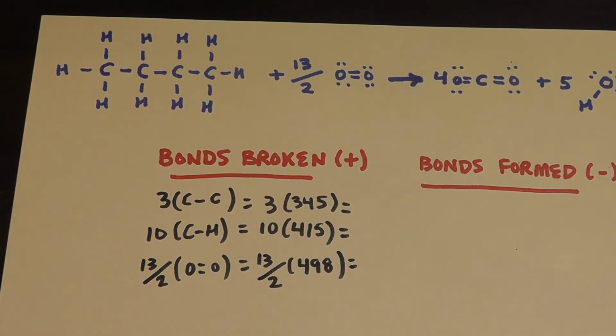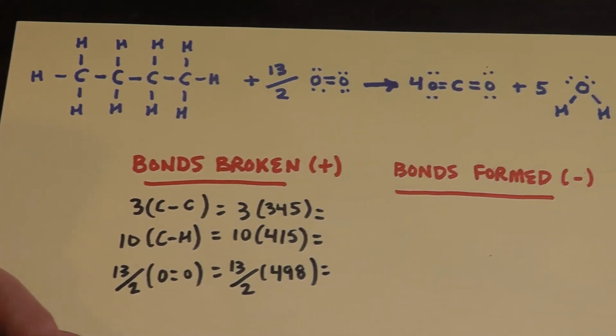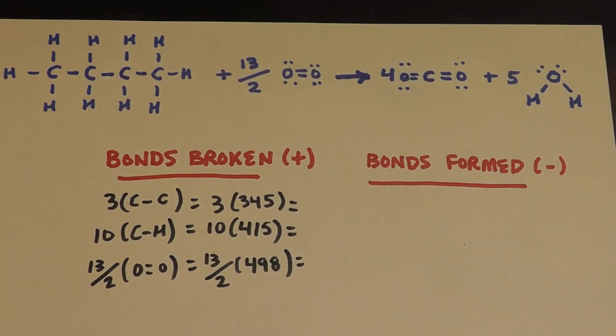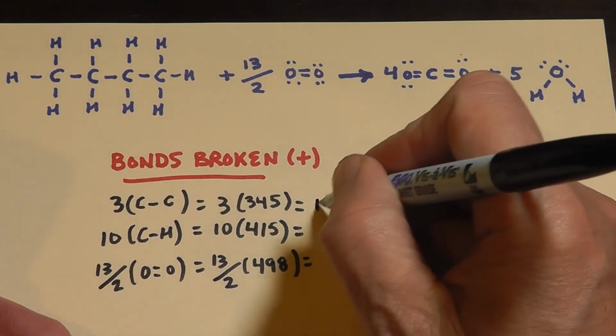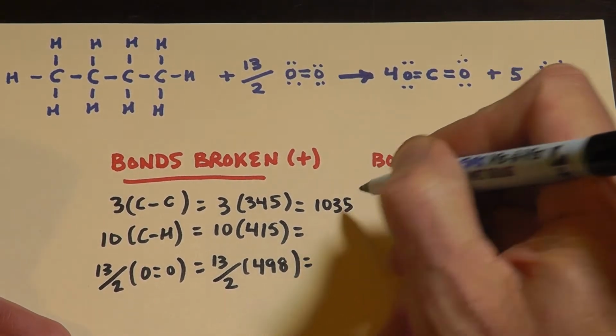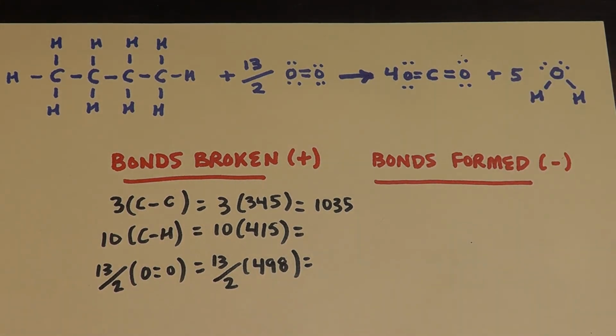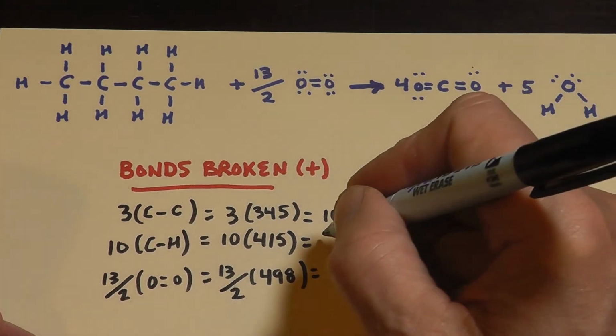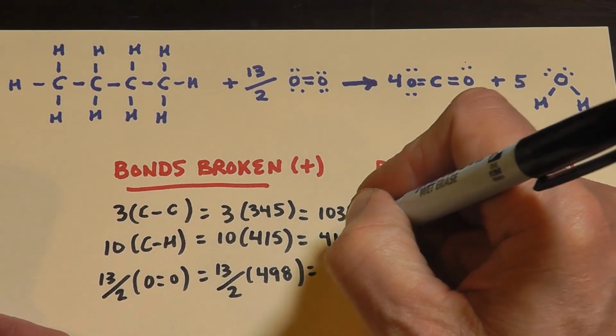Okay, and actually I'm going off my page here, so let's just add those up. 345 times 3 is 1035. Remember, these are all positive. 415 times, well, I could do that in my head, but thanks to crippling self-doubt, I'll do it with my calculator. 4,150.